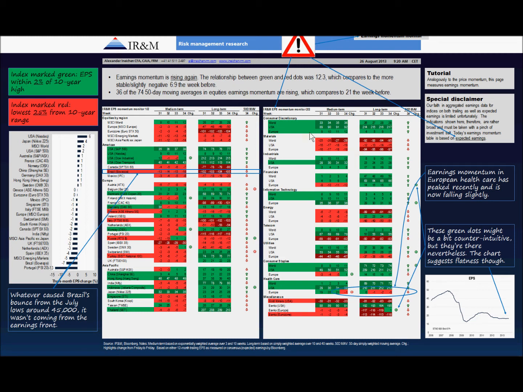In this particular week, earnings momentum has been rising, just by comparing the number of green dots with the red. So there were 12 positive changes versus 3 negative changes, with about half of the 50-day moving averages moving up. I think this momentum monitor is not only relevant to look at absolute changes, but also relative changes. I'll give you 2 examples.